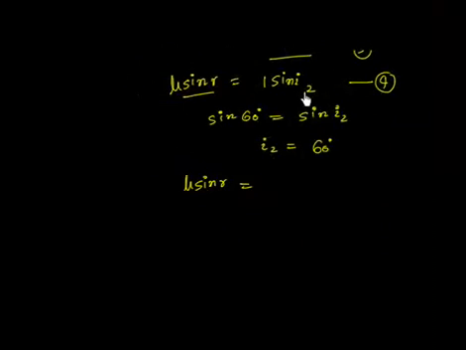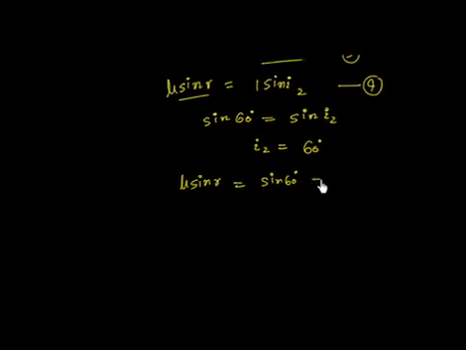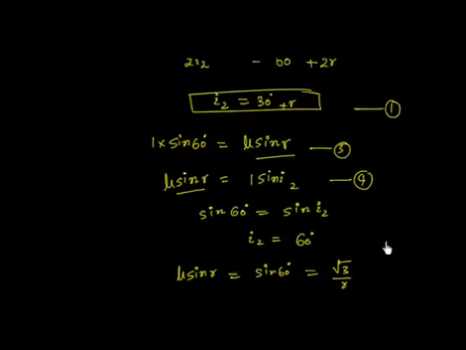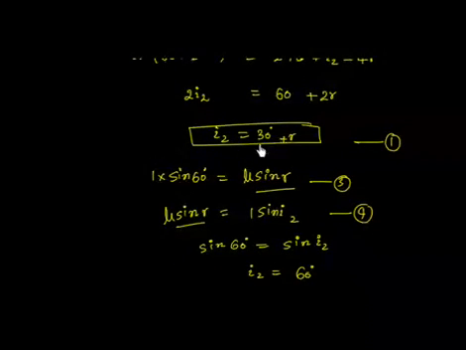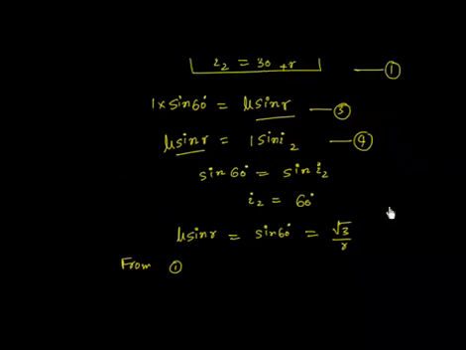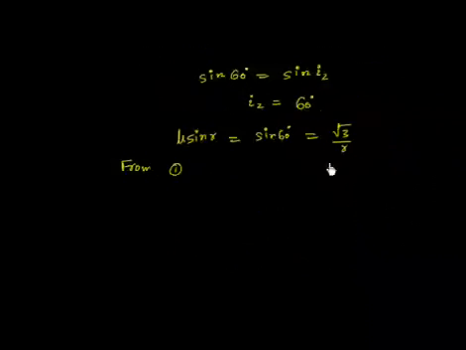I2 is 60 degree. This means sine 60 degree is equal to root 3 by 2. Are you getting? Now if you plug the value of I2 equal to 60 degree, from 1 I can write I2 is 60 degree. 60 minus 30 is r, so r is 30 degree.